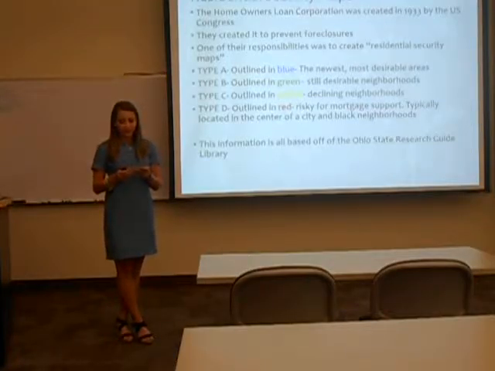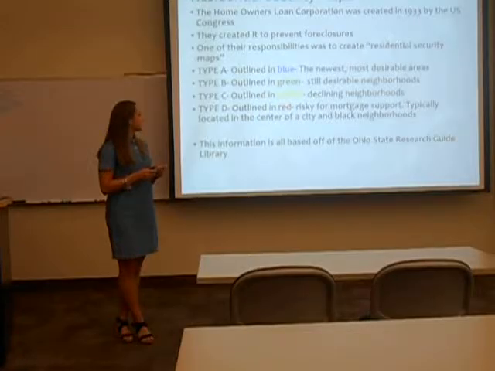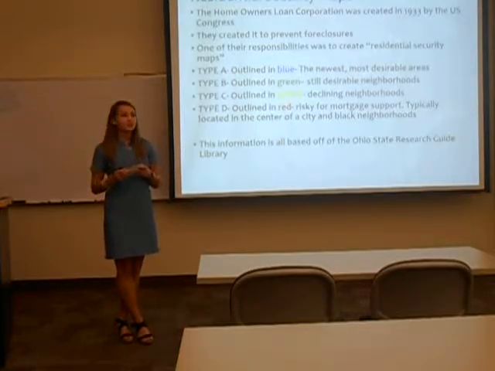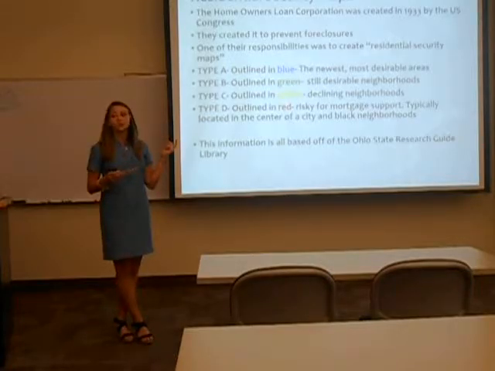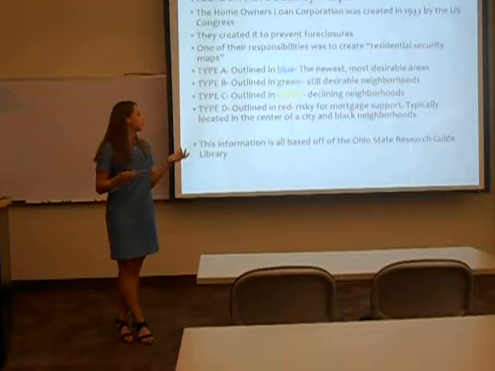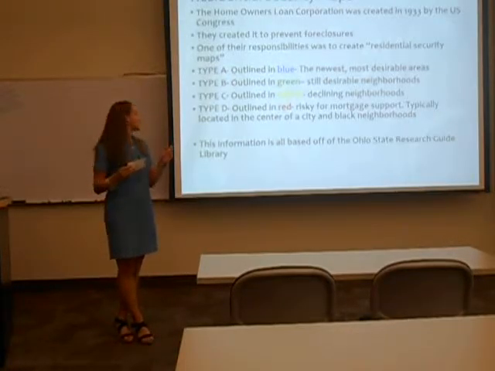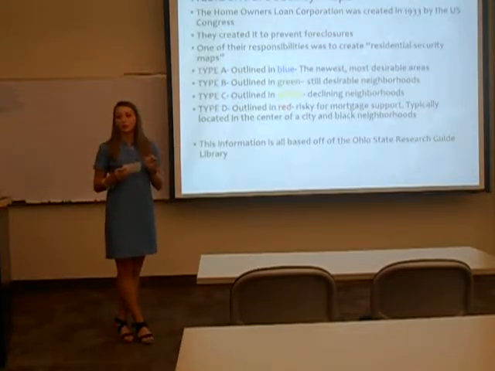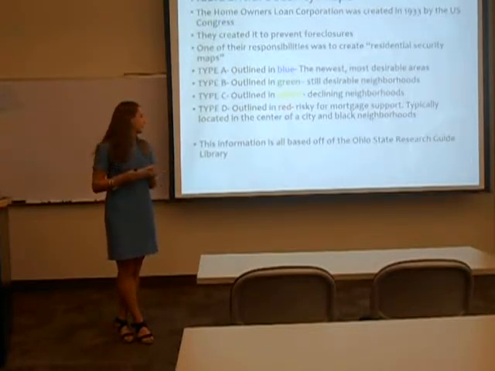So the U.S. Congress created the Home Owners' Loan Corporation in 1933, and they created this to prevent foreclosures. Their responsibility was to create residential security maps. I'll show you guys a picture of that in a second. On these maps, type A was outlined in blue, and those were the newest, most desirable homes. Type B was outlined in green, and these were desirable areas and neighborhoods, but a little less desirable than type A. Type C was outlined in yellow, and these were declining neighborhoods. They weren't as nice as type A and B. And then type D was outlined in red, and these were the more risky areas for mortgages, and they were typically located in the center areas of the city, and they were majority black neighborhoods. And this information is based off of the Ohio State Research Guide.